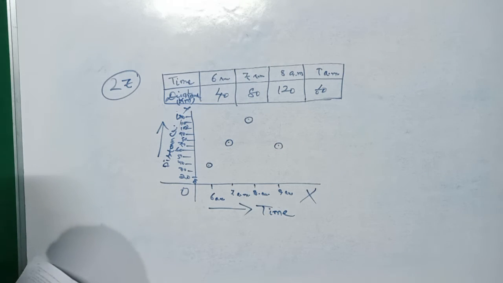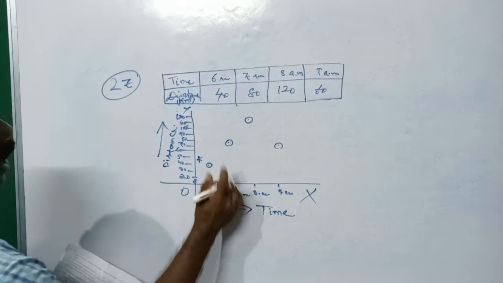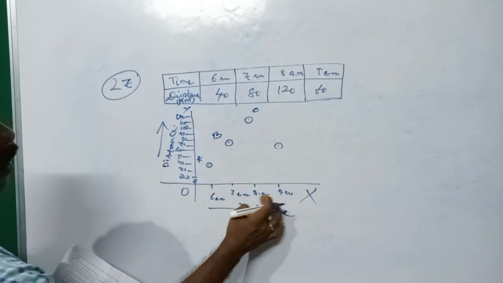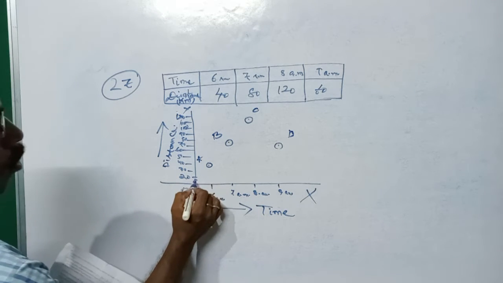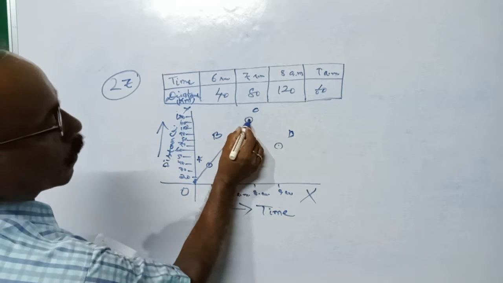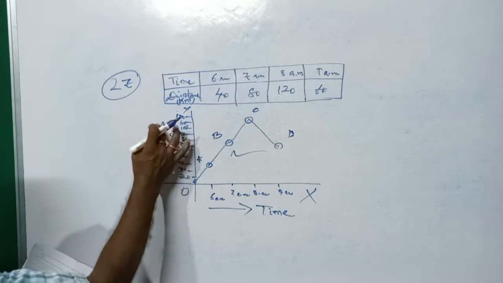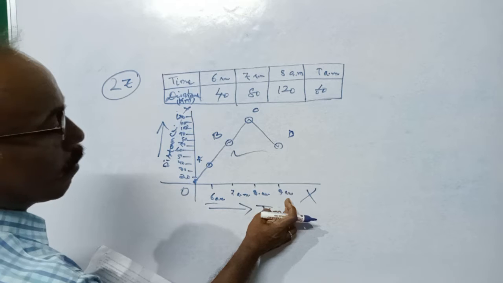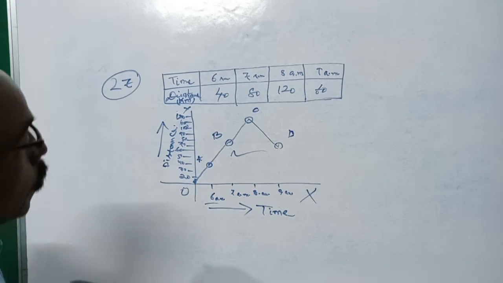Am I clear? Say 6 a.m. this point is A. Similarly 7 a.m. this point is B. 8 a.m. this point is C. And 9 a.m. this point is D. Now I also connect this with a straight line. This is the required graph of car travel by the time 6 a.m., 7 a.m., 8 a.m. and 9 a.m. Am I clear? Next.